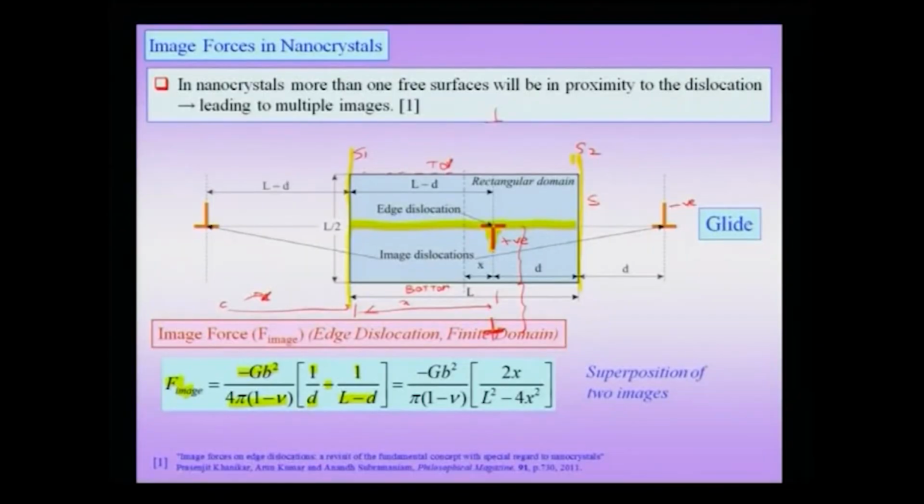Therefore, to summarize this slide, in bulk or infinite crystals, dislocations feel no forces arising automatically. If there is a single dislocation in an infinite body, there are no forces. If it is a single dislocation in a semi infinite body, then you have the image force coming from a single image. If it is a finite crystal, then you have multiple images, as I have just shown you, and therefore, if a dislocation is positioned in a nano crystal, multiple images contribute to the net force on the dislocation.